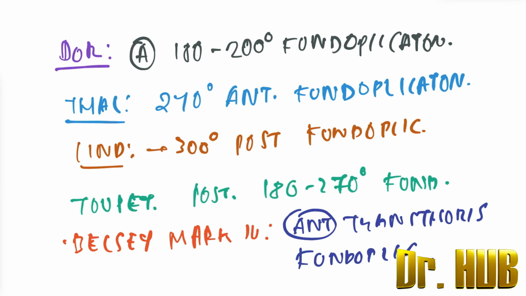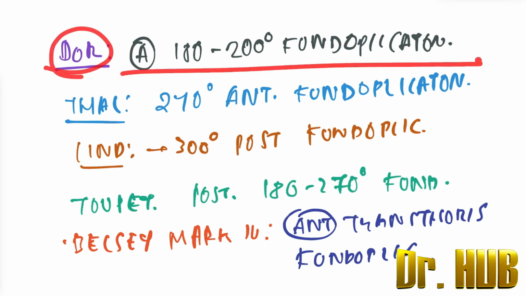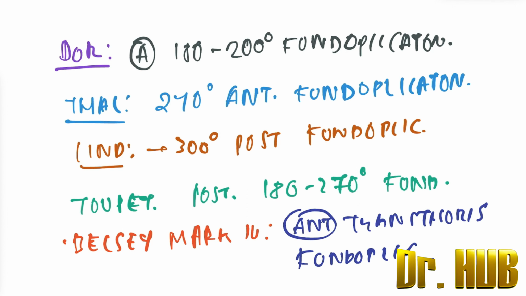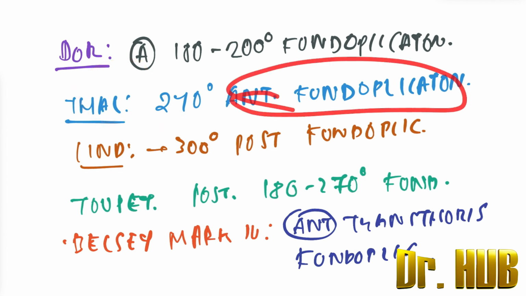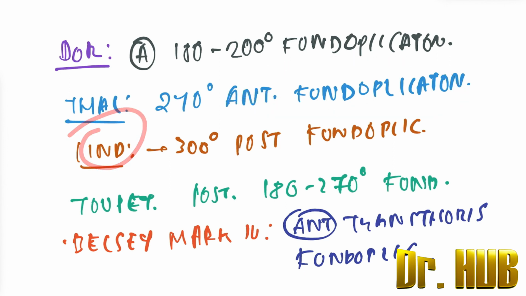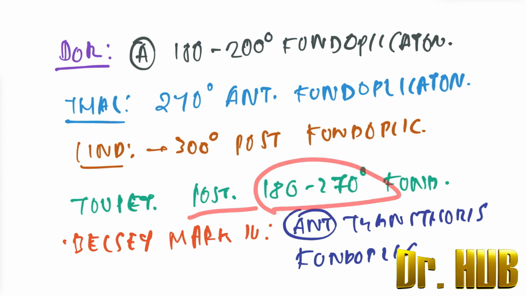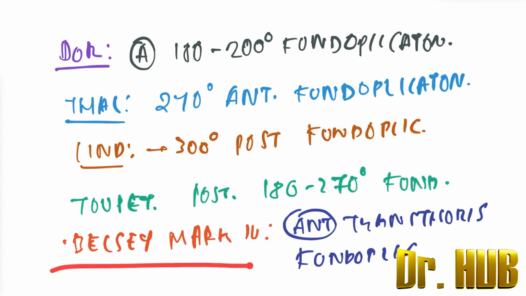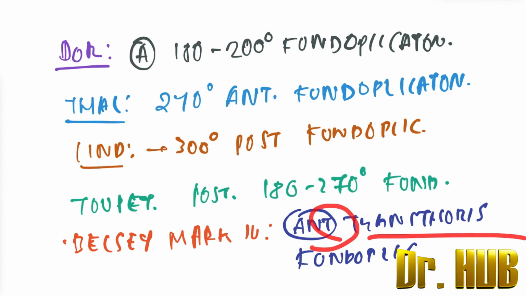So let's recap. Here we saw DOR is anterior 180 to 200 fundoplication. Then comes TAL. TAL is 270, an anterior fundoplication. Then comes LIND. LIND is 300, a posterior fundoplication. Next is TOPET. TOPET is posterior, 180 to 270 fundoplication. Then comes BELC Mark IV. It is 270, an anterior transthoracic fundoplication. So LIND was 300 posterior, TAL was 270 anterior.